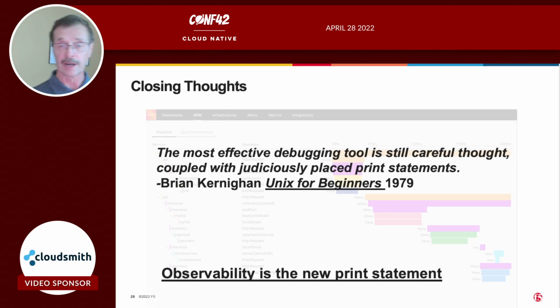And finally, a closing thought. The most effective debugging tool is still careful thought, coupled with judiciously placed print statements. Brian Kernighan said this back in 1979 in Unix for Beginners. Observability is the new print statement.